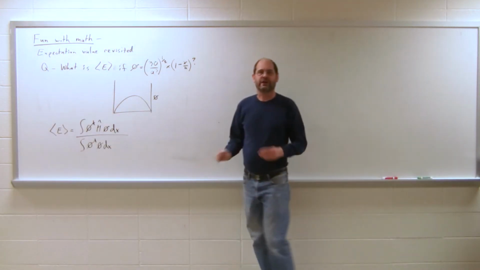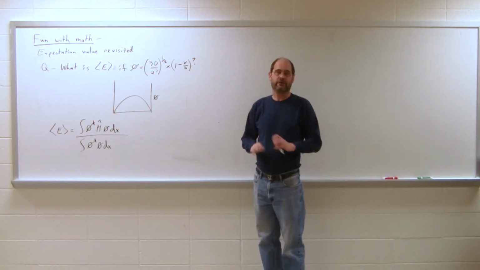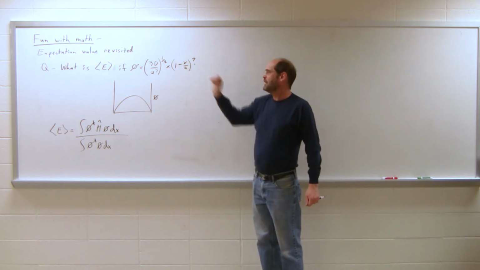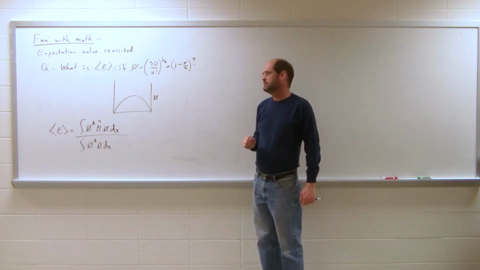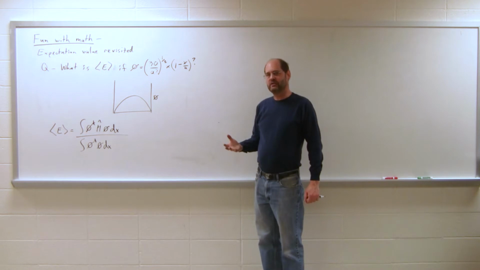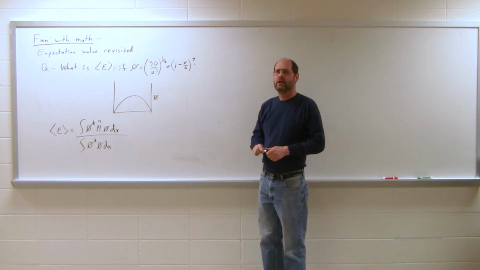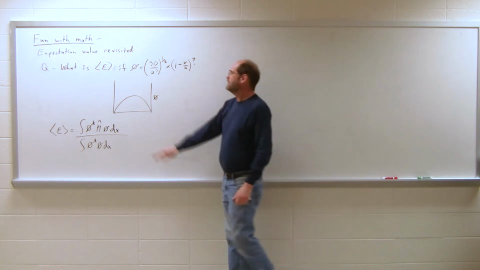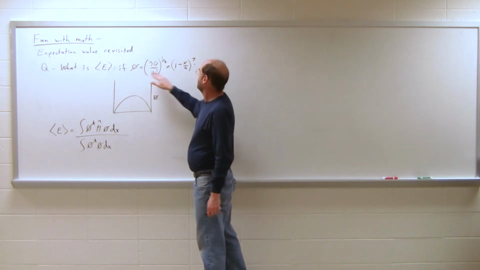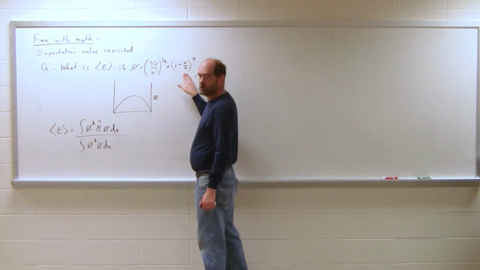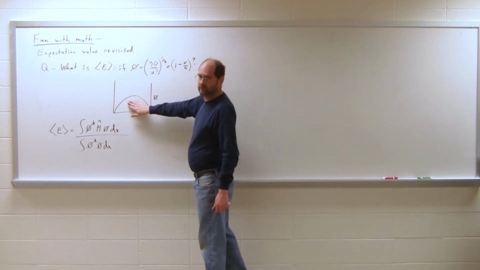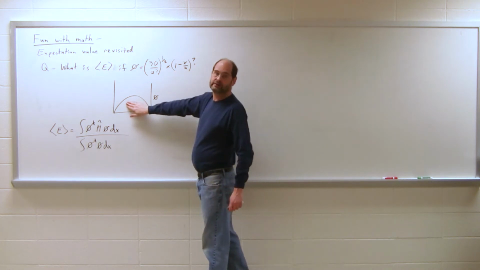Finally, a section I'd like to call Fun with Math. In other words, expectation value revisited. The expectation value was the fourth postulate in our discussion of quantum mechanical postulates. And I want to answer the question: suppose I used the approximate wave function x times (1 minus x over a). If I look at a graph of that, it looks an awful lot like sine.